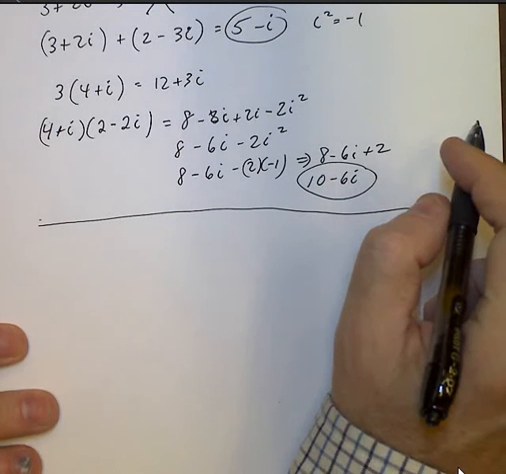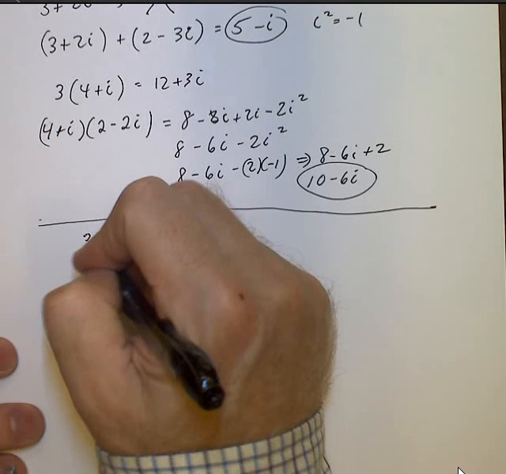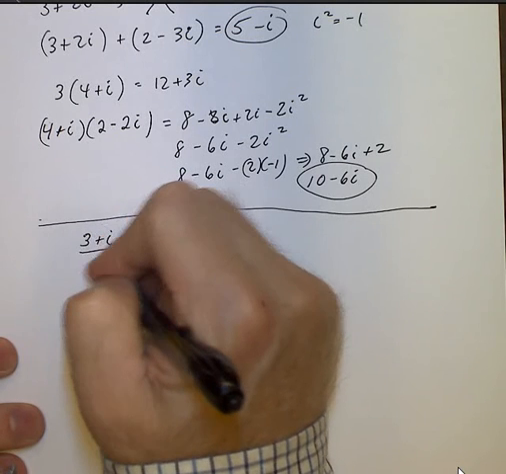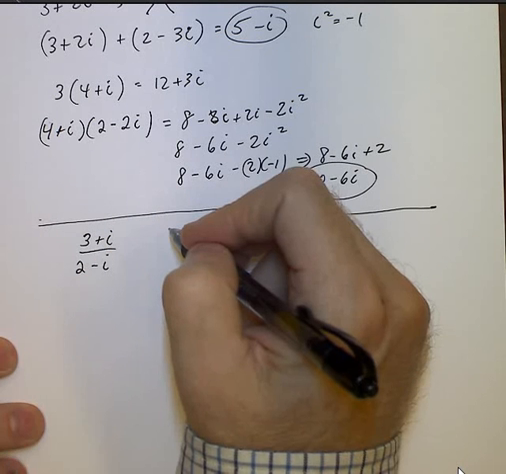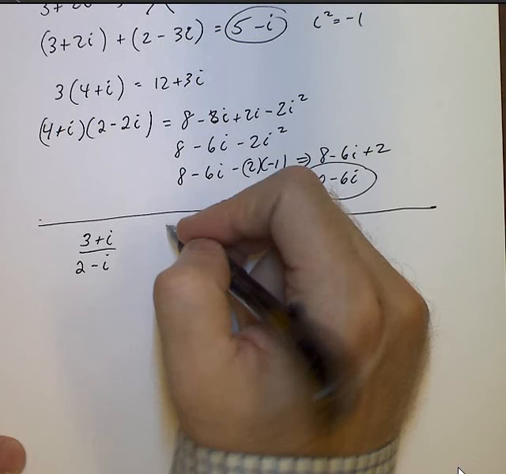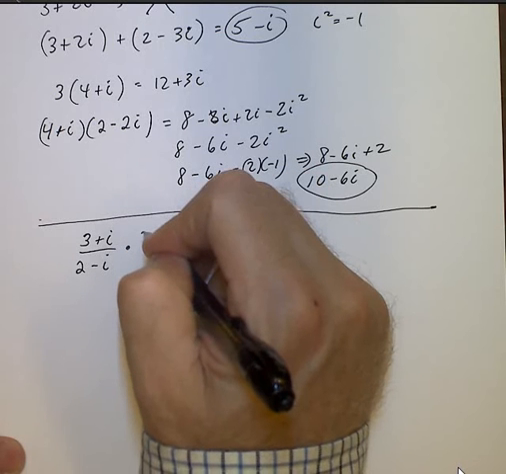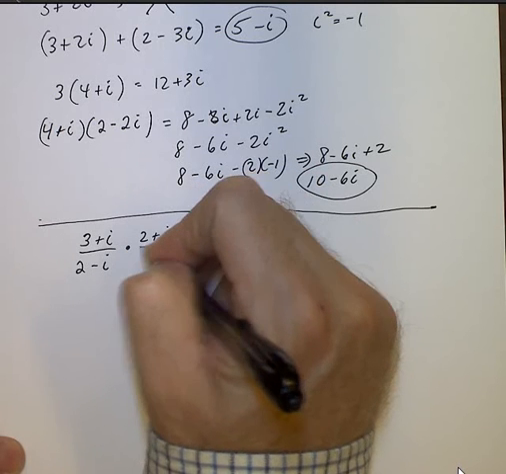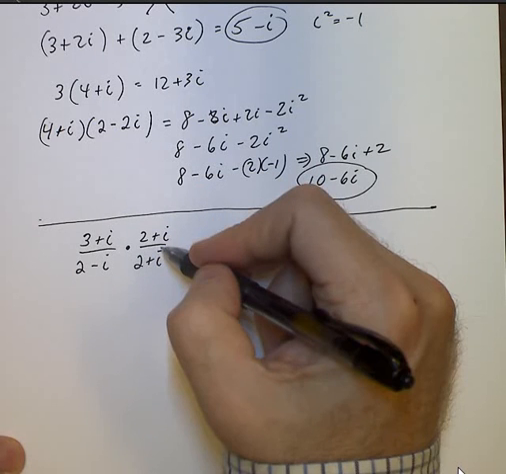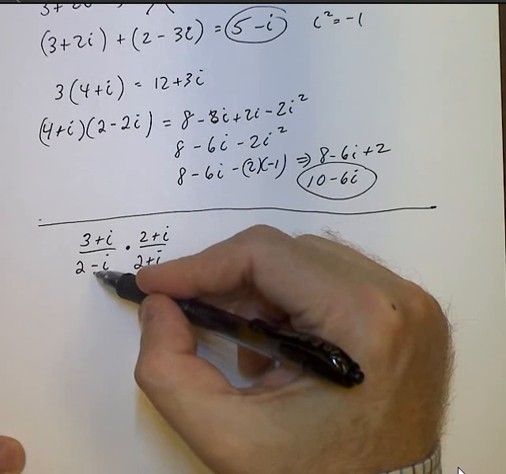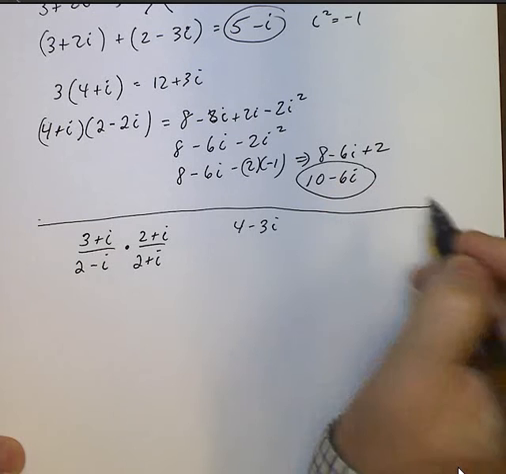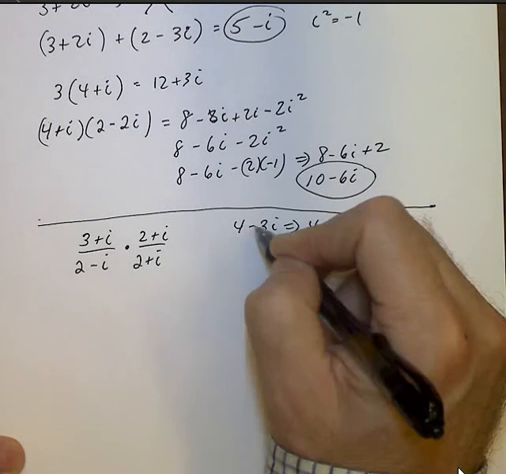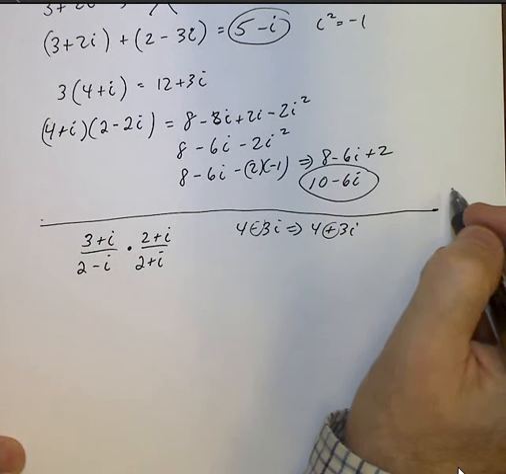You never leave an i in your denominator. So let's assume you were given this problem. Okay, what you need to do to get rid of an i in the denominator is you multiply by the complex conjugate over itself. So if 2 minus i is our denominator, the complex conjugate is 2 plus i. If I had given you 4 minus 3i, the complex conjugate is 4 plus 3i. Okay, you basically change the sign in front of the imaginary term to get the complex conjugate.